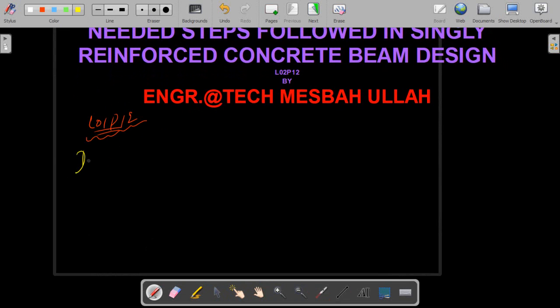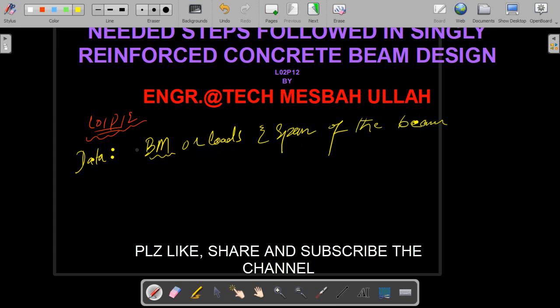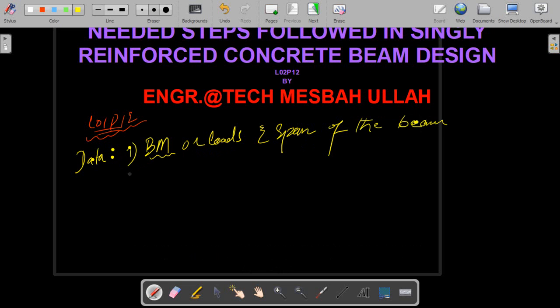First of all, we have data, right? What type of data do we need? We need bending moment or load and span of the beam, right? This is our requirement. We need bending moment or we need loads, and the span of the beam, because if you want to calculate bending moment or load, we need the span of the beam as well. So this is one type of data which we need.